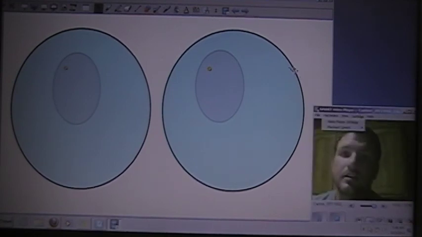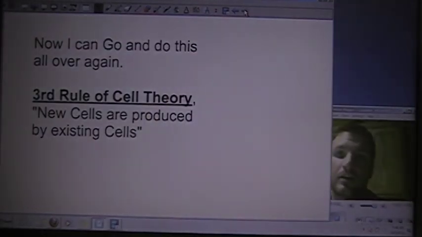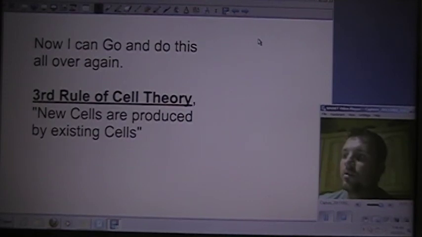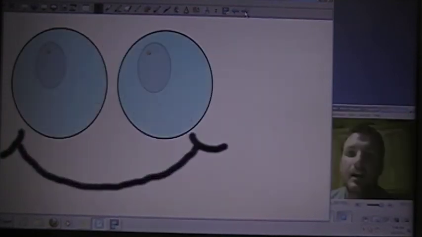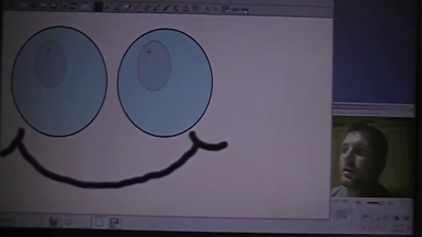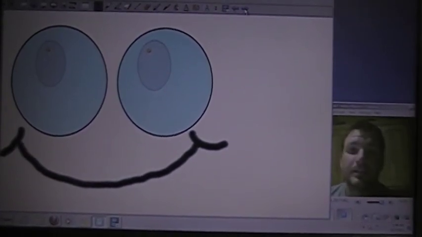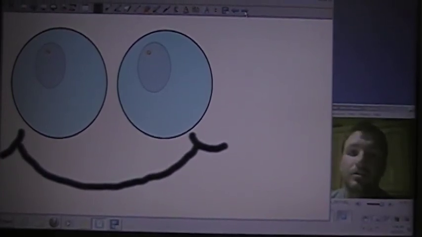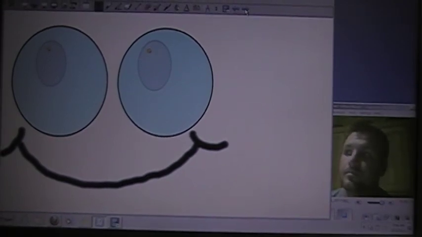And that leads us to what we talked about the other day in history when we looked at the cell theory. The third rule of the cell theory is that new cells are produced by existing cells. From the one existing cell that's already there, we have new cells produced. And because those two cells are now two identical cells, they can go into mitosis again and start it all over again.